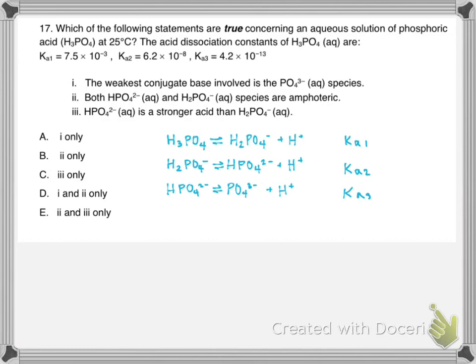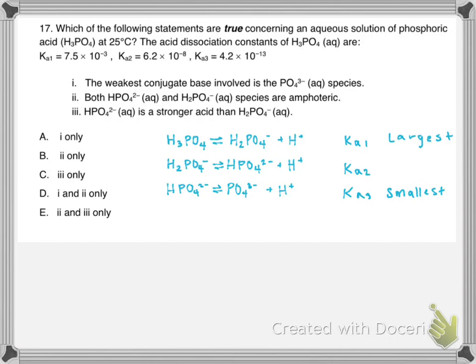So they say the weakest conjugate base involved is the PO4 3- species. So I didn't write them in explicitly here, but the first Ka is going to be the largest of the 3 because H3PO4 hasn't lost any protons yet. It's willing to give them up. But if we have HPO4 2-, it's already given up 2 protons. It's not very excited about giving up another one. So it's going to have the smallest Ka.